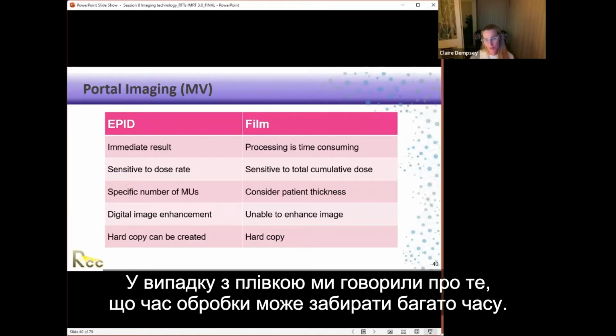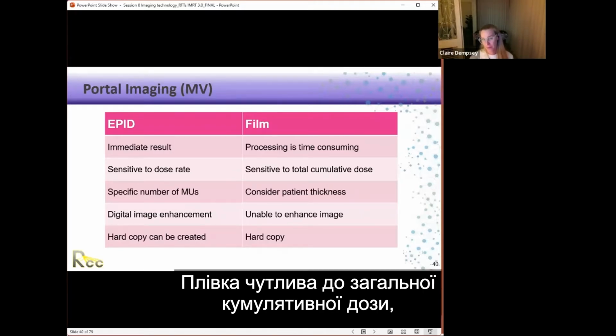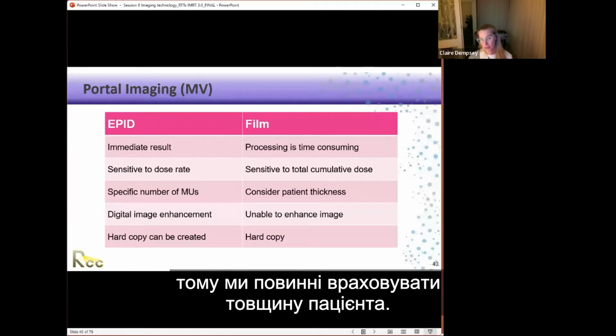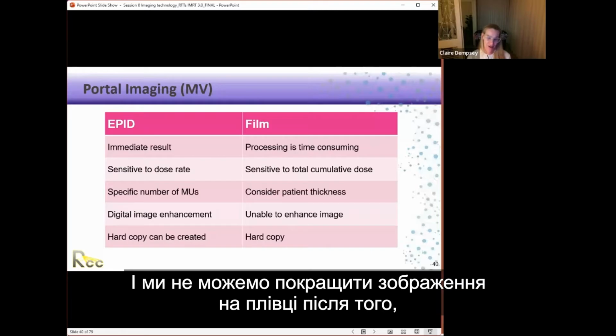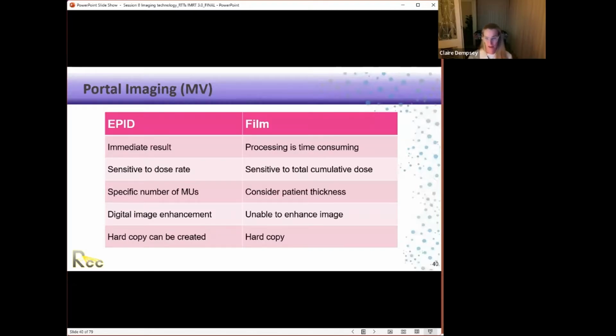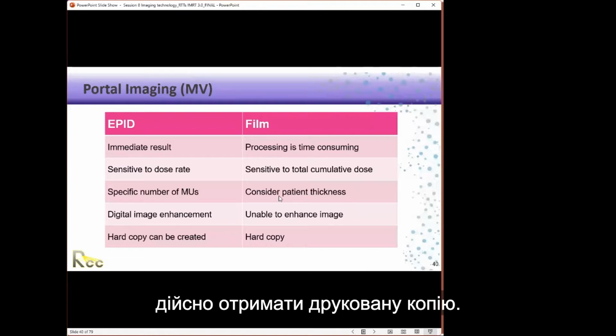With film, we've talked about processing time can be time consuming. Film is sensitive to total cumulative dose, and we need to consider the patient thickness. And we can't enhance a film image once it's been taken. And you only really get a hard copy.